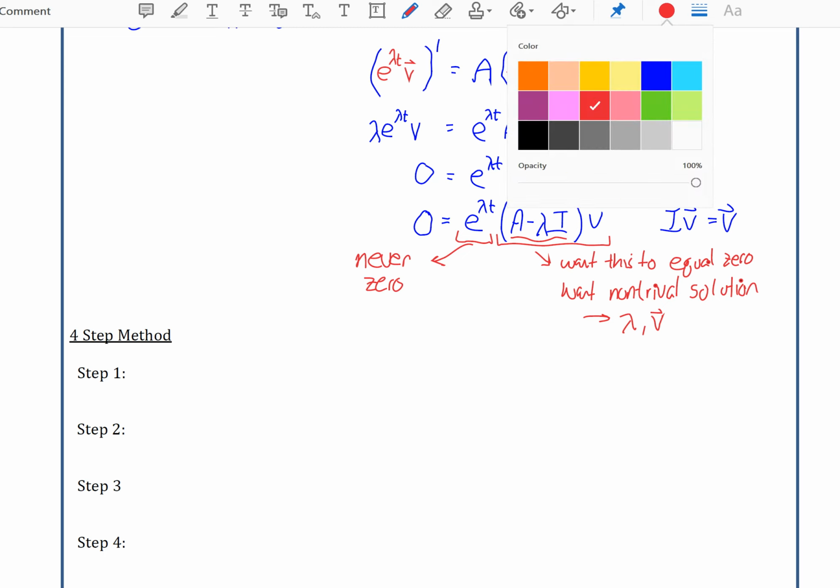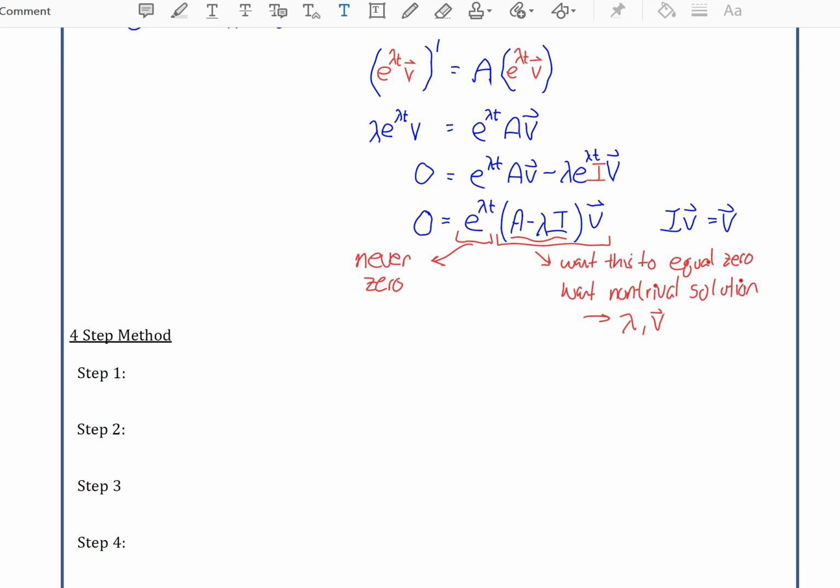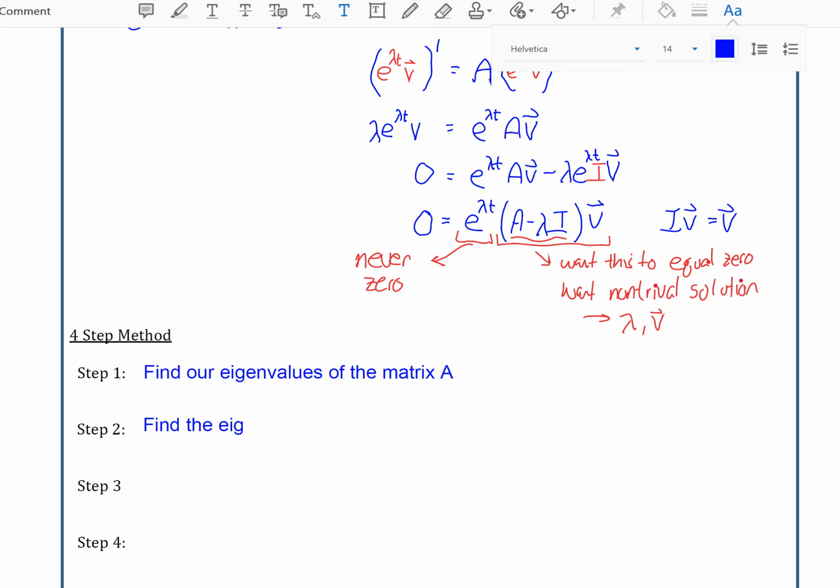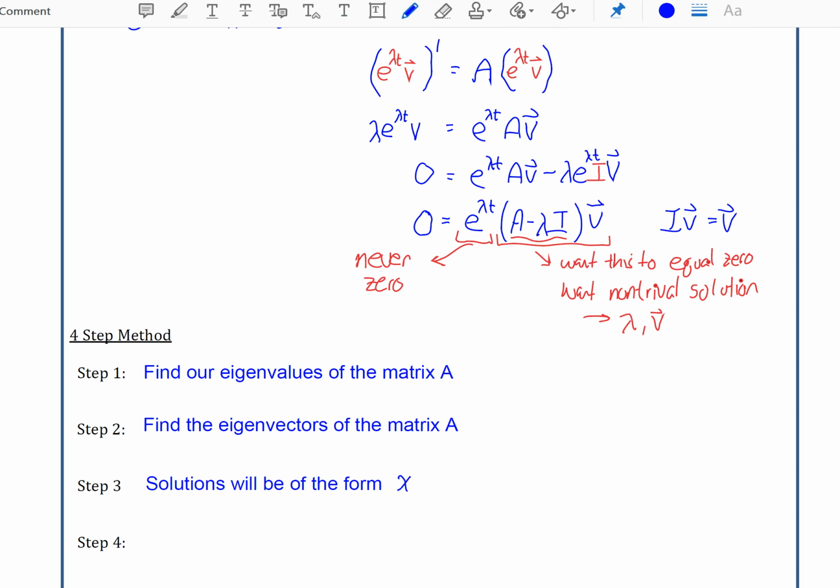We can first find our eigenvalues of the matrix A. We can then find the eigenvectors of the matrix A. And then we can write our solutions, which will be of the form x is equal to e to the lambda t v for each eigenpair that we find.